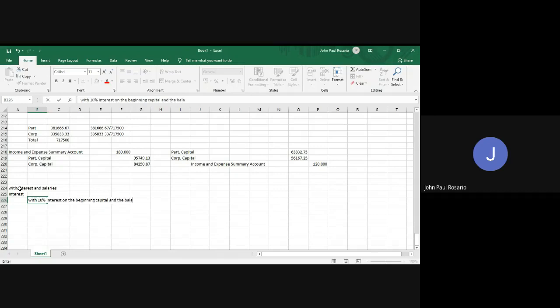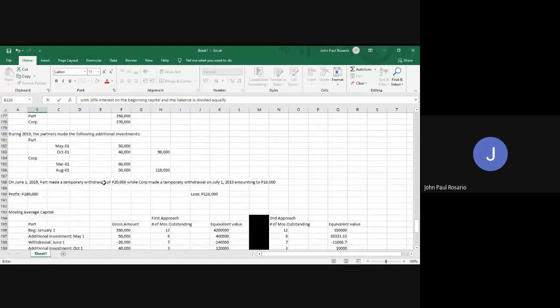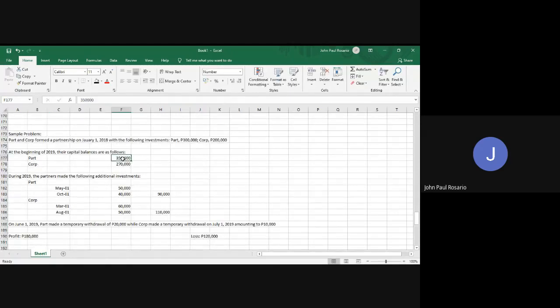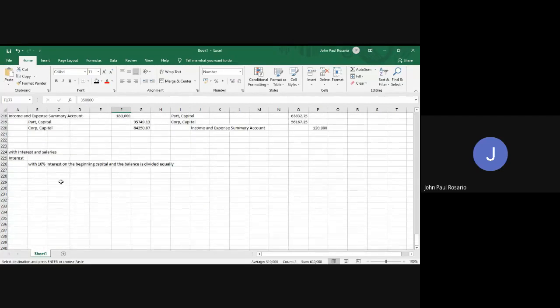and the balance is divided equally. So meaning, remember, let's start with the beginning capital. What is their beginning capital? 350 and 270. So beginning capital, this is Part, and this is Corp. You don't need to total them. Then the interest rate is 10%.